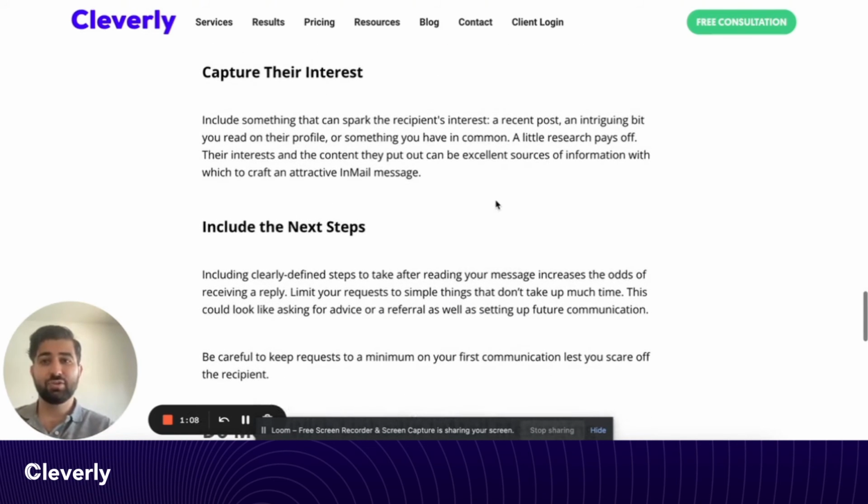Lastly is include the next steps. Having a clear call to action will increase the odds of getting a reply, but don't make it too complicated. A simple request like asking for advice or a referral or setting up future contact will work well.